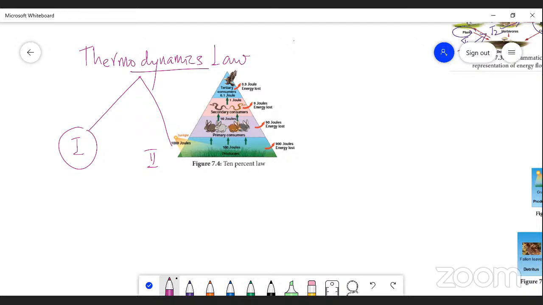The second law is thermodynamics law 2. According to this, when energy flows from one trophic level to another trophic level, only a small amount of energy is transferred and the maximum amount of energy is lost after respiration in the form of heat. So in order to explain the second thermodynamics law, let me take the 10% law, right?